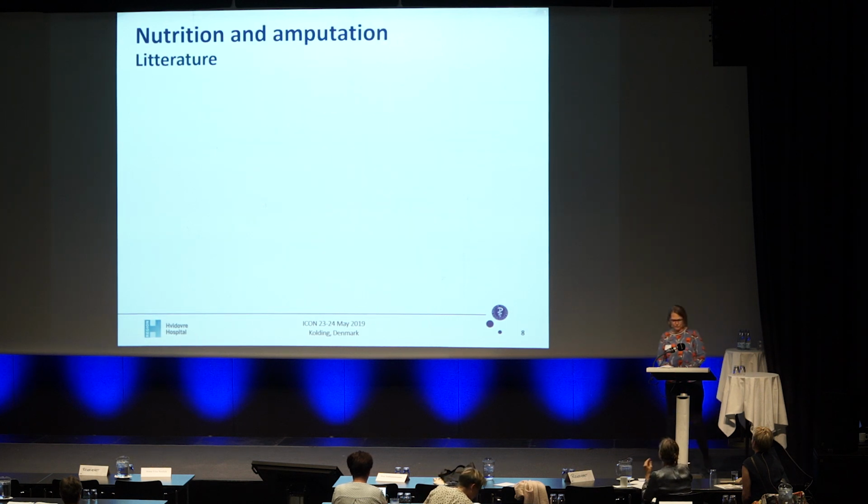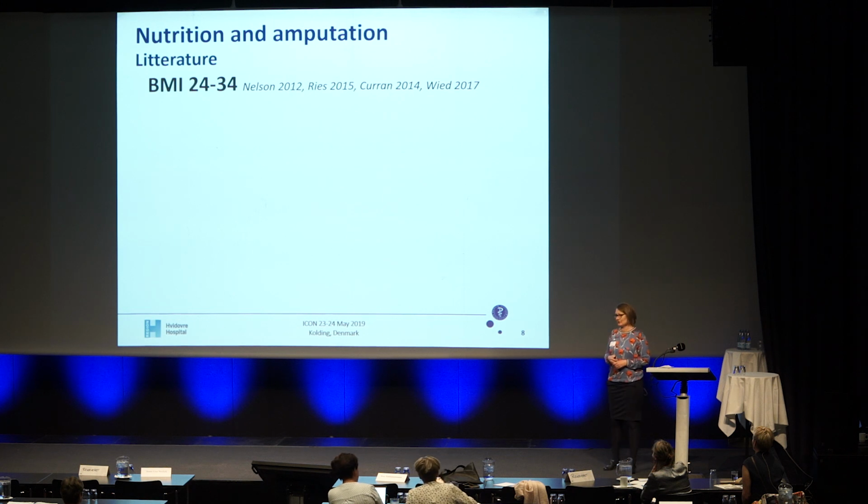And now we go to nutrition and amputation. So what do we know about nutrition in relation to amputation? Well, most of the studies, if you look for the larger cohort studies, the only data we find is BMI. And that's the only data that tells us something about their nutritional status. And here you can see its range is from 42 to 34. And that's due to many of the studies coming from the US.